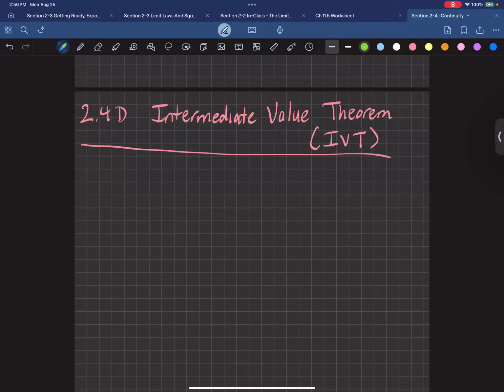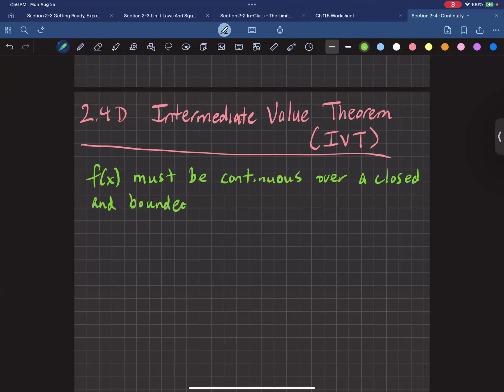So what we need, f of x must be continuous for this to work. Must be continuous over a closed and bounded interval AB. We mentioned what closed intervals were in the last one.